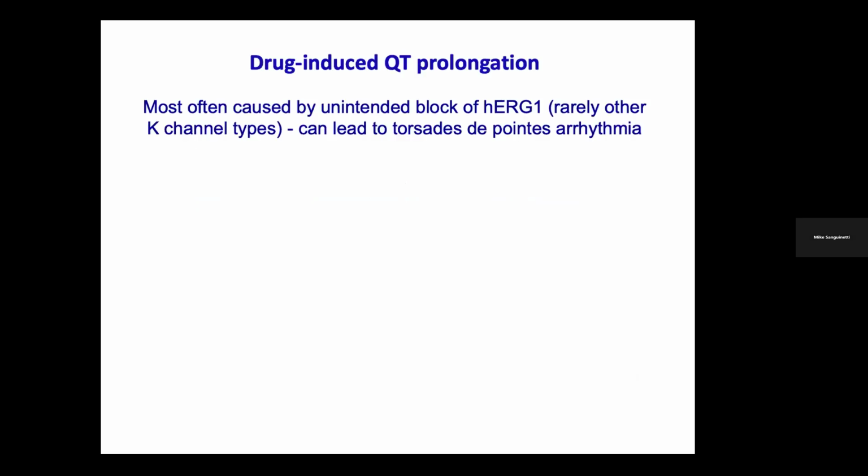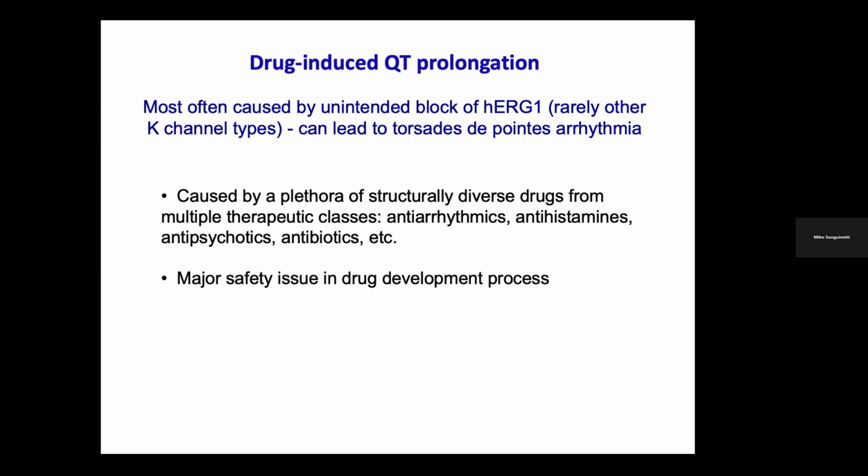But drug-induced QT prolongation is most often caused by an unintended block of hERG, and almost never, I wouldn't say never, but very, very rarely due to other potassium channels or other channels at all. It's caused by a huge number of structurally diverse compounds from multiple therapeutic classes, and it's a major safety issue in drug development, as you might guess.